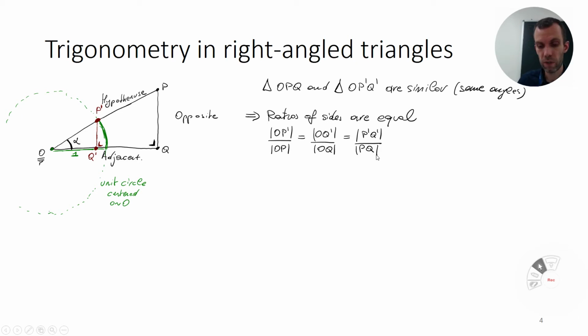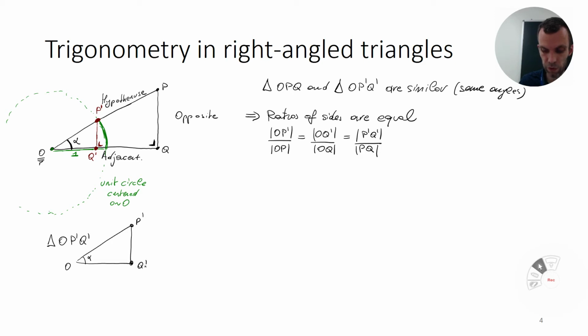But first, let's look a bit on the side here. Let's look at the small triangle OP prime Q prime. So if I lift that out, this is my angle alpha.